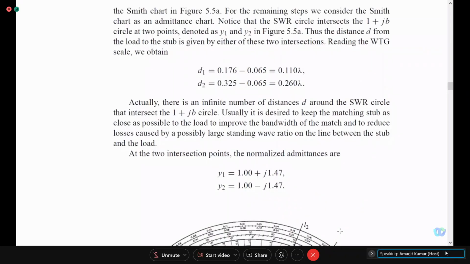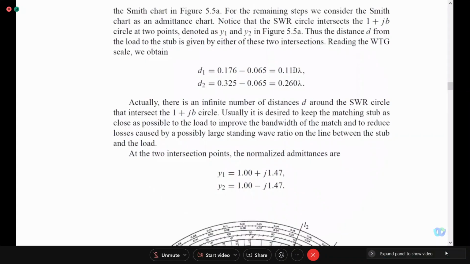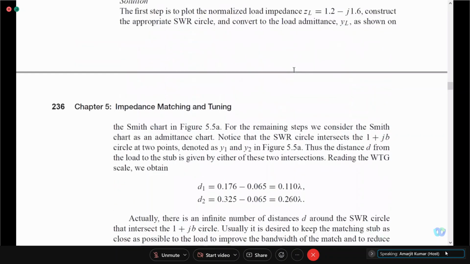Wavelength towards generator of case. Outer. I am reading outer. Okay, so no problem. We will focus on D1 only, first solution. Then D2 also we calculated. Okay, now D1 is done. How to calculate the length of the stub?